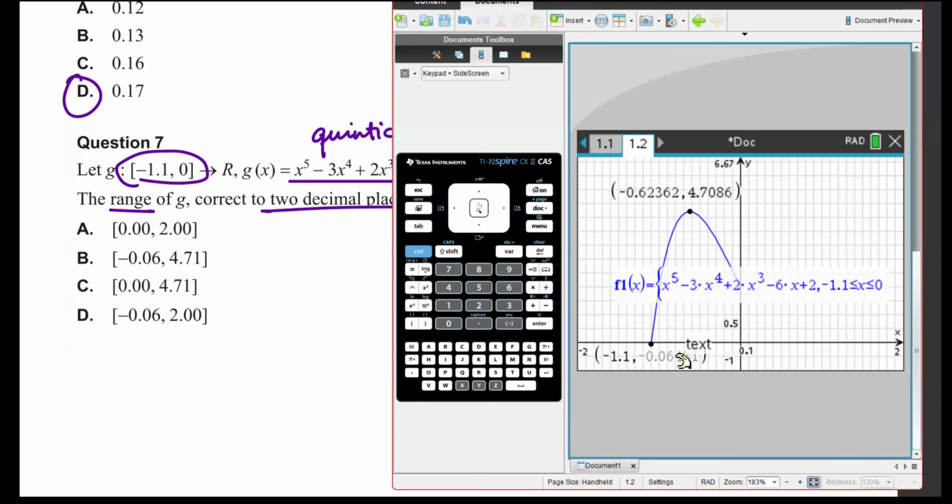So if I round the y values to 2 decimal places, notice I'm hovering my hands. If you want to get fewer or more decimal places, just hover your cursor using this touchpad, around that value. Press plus, you get more decimal places, minus, fewer decimal places. So it's from minus 0.06 to 4.71. Option B.